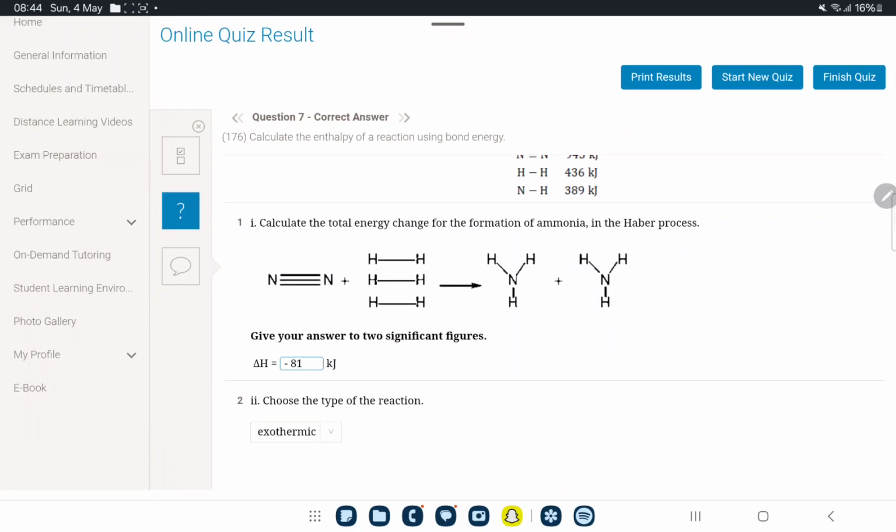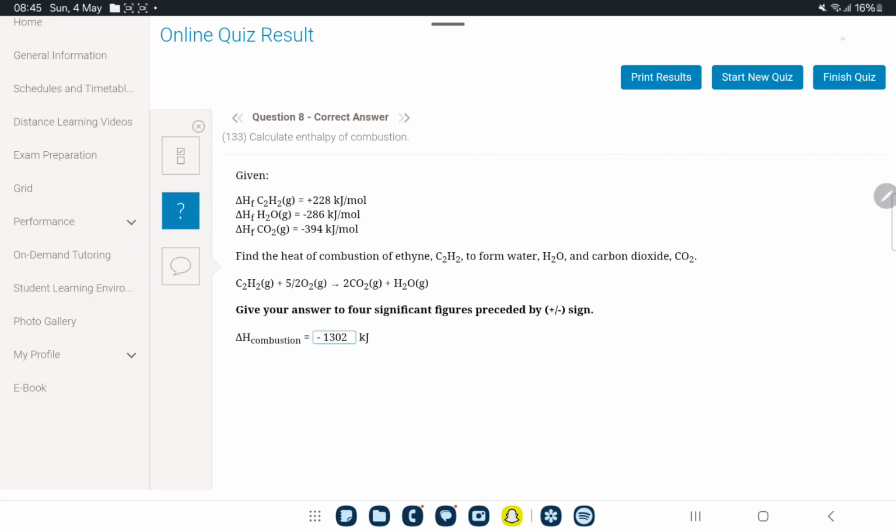And then for part B, they want the type of the reaction. Since delta H was negative, it's exothermic. Here you do again products minus reactants. So the products we have 2CO2 and H2O. So for 2CO2, we have minus 394.